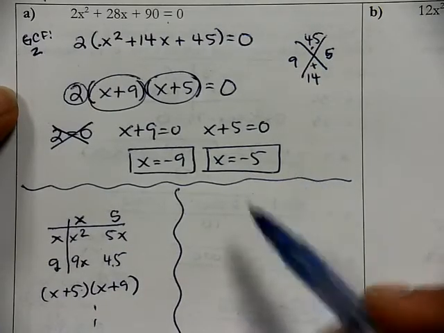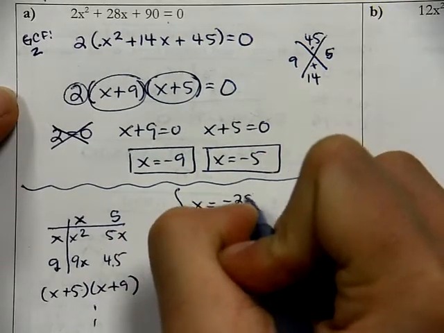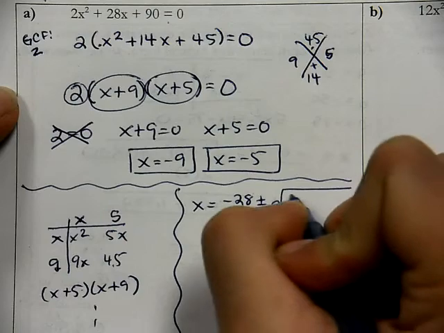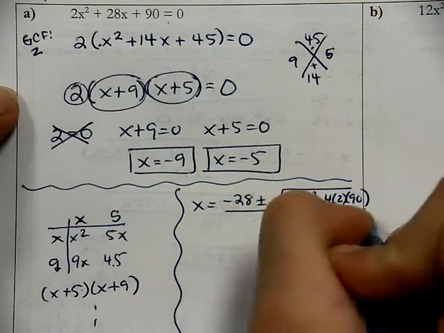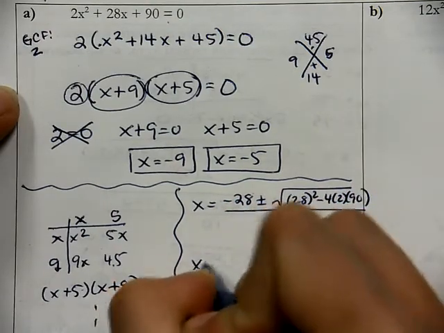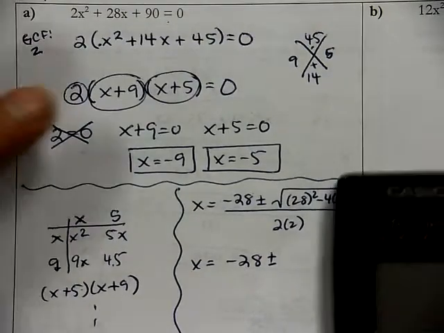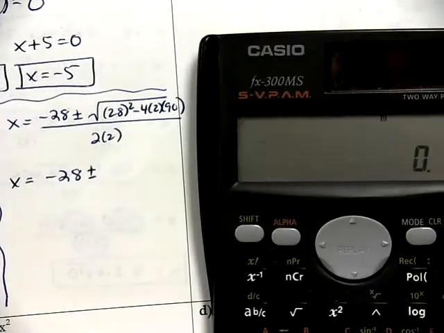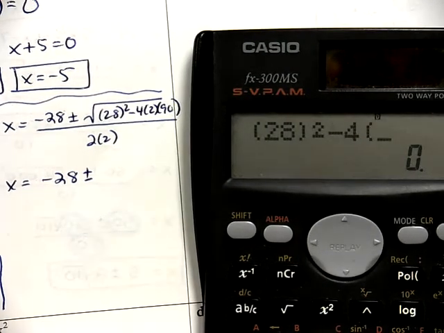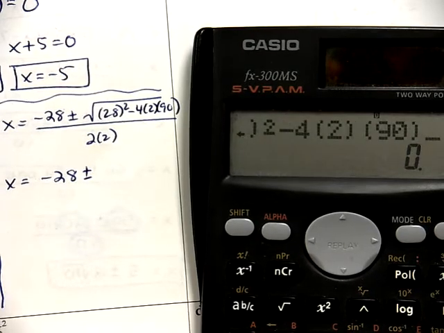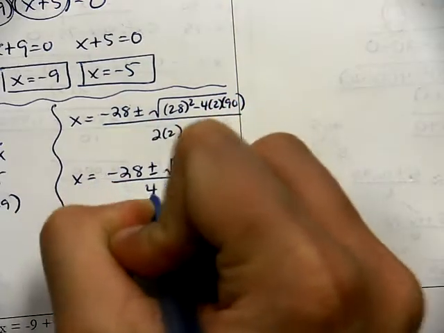I could have also done the quadratic formula if it's in standard form. And if I did that, I would do x equals negative b plus or minus the square root of b squared minus 4ac all over 2a. So x equals negative 28 plus or minus. For the sake of time, I would just punch this in my calculator: 28 squared minus 4 times 2 times 90, and I get 64. So plus or minus the square root of 64 all over 4.